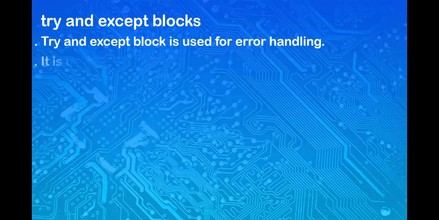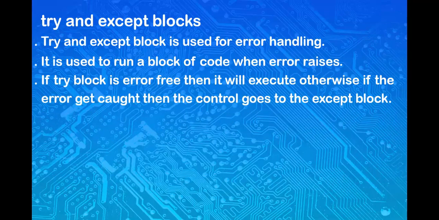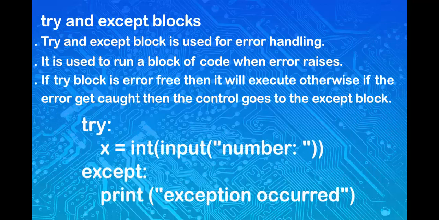Next is the try and except block. Try and except block is used for error handling. It is used to run a block of code when an error is raised. If the try block is error free, then it will execute. Otherwise, if an error gets caught, then the control goes to the except block. For example, in this try block, a user can only input an integer. Suppose a user enters some other character or any alphabet, then the error would be caught and the control will flow to the except block, and the except block will print the string exception occurred.